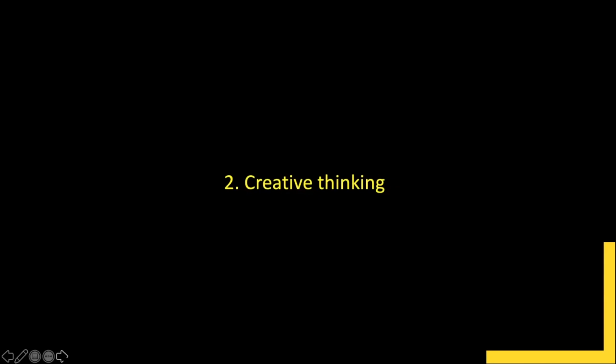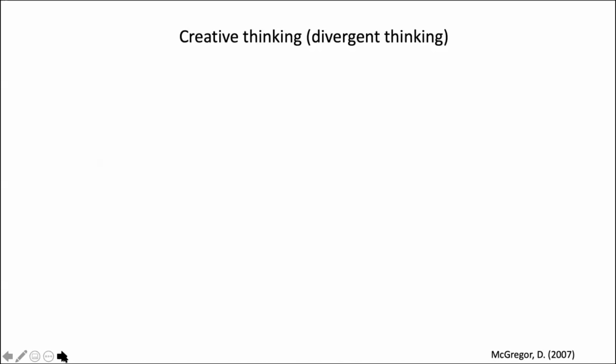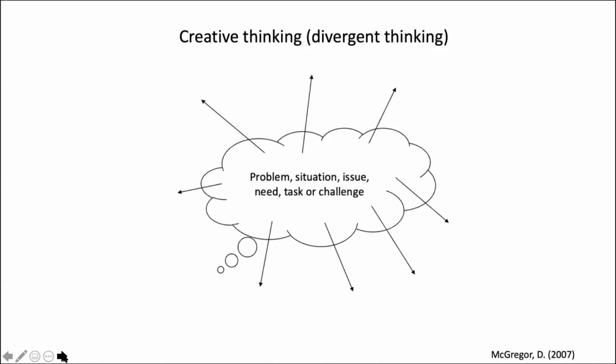One view of creative thinking is that it's about divergent thinking. And in a very good book by McGregor, she illustrates the idea of divergent thinking, or this view of creative thinking, as problem solving. It's thinking outside the box. So we've got our thought bubble and we're thinking beyond our limitations. We're trying to solve problems, deal with situations, cope with issues, or solve certain needs or tasks or challenges by applying some divergent thinking, typically to think outside the box.